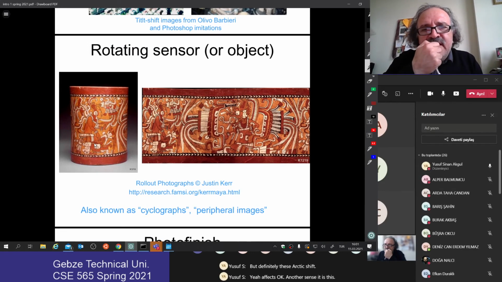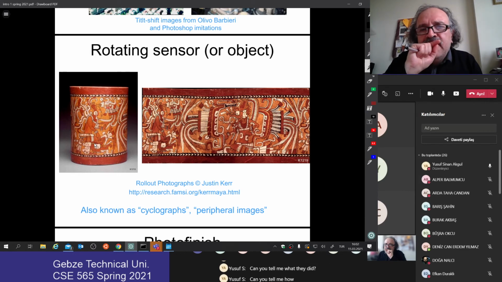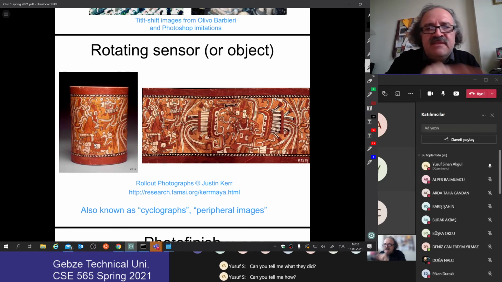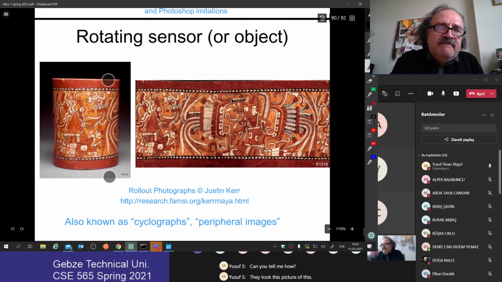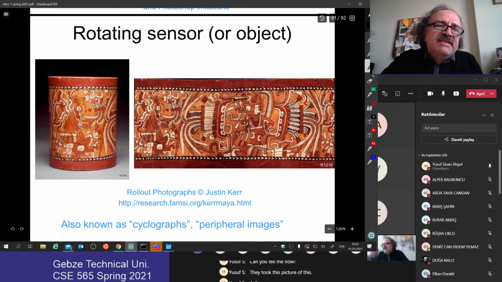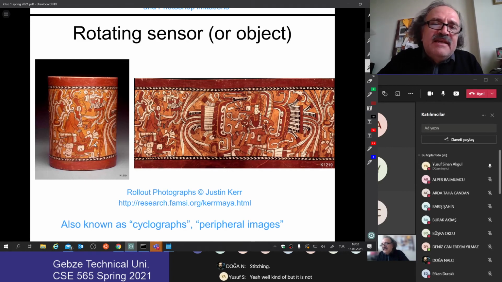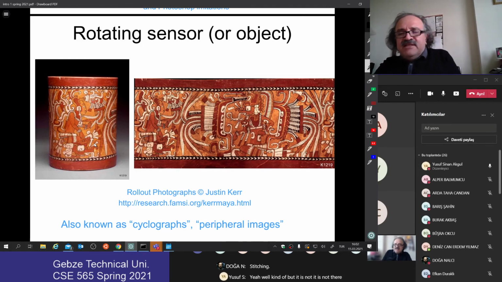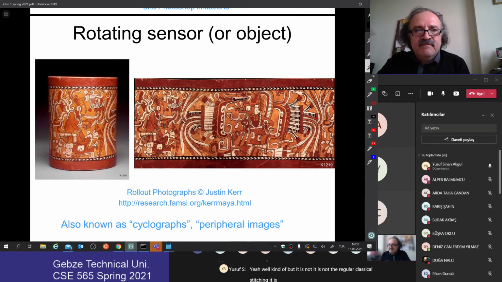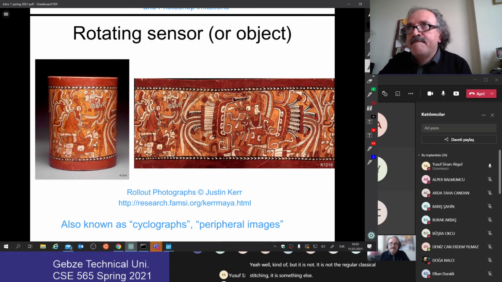Okay, another sensor is this. Can you tell me what they did? Can you tell me how they took this picture of this cup or the cylindrical structure? Stitching? Well, kind of, but it is not the regular classical stitching. It is something else. But the idea is the same.